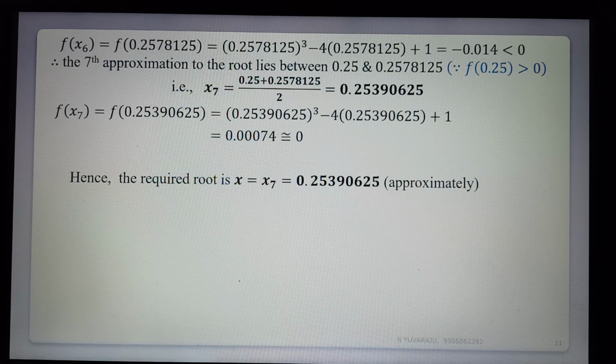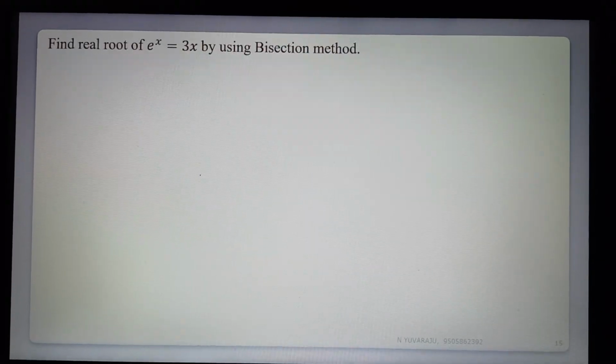Okay, see the next example. Find the real root of e power x is equal to 3x by using bisection method. We can find any root, positive root or negative root, so we are always finding only the positive root, choosing the values 0 up to and so on.